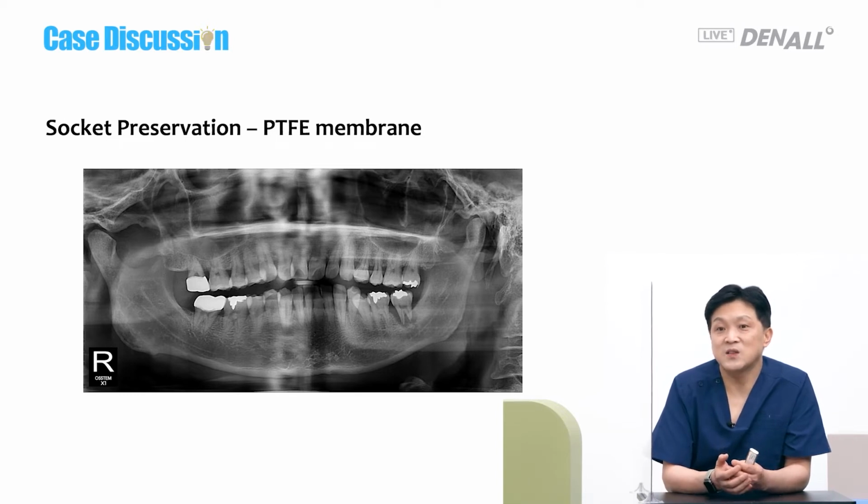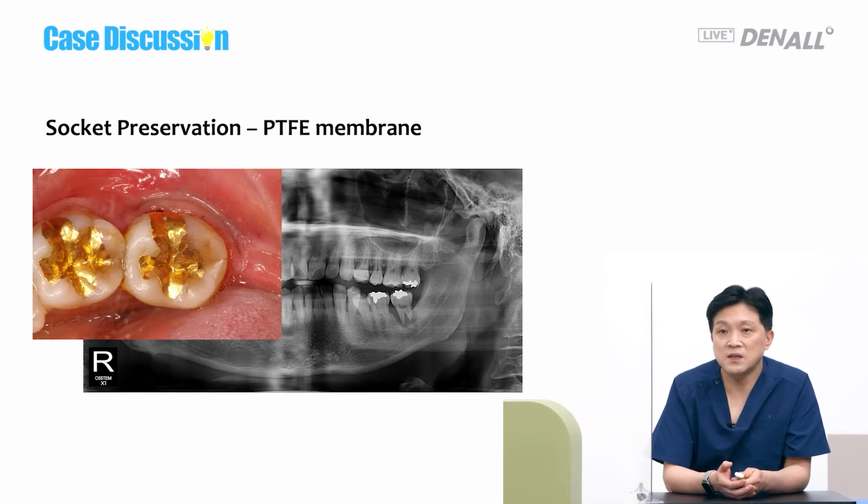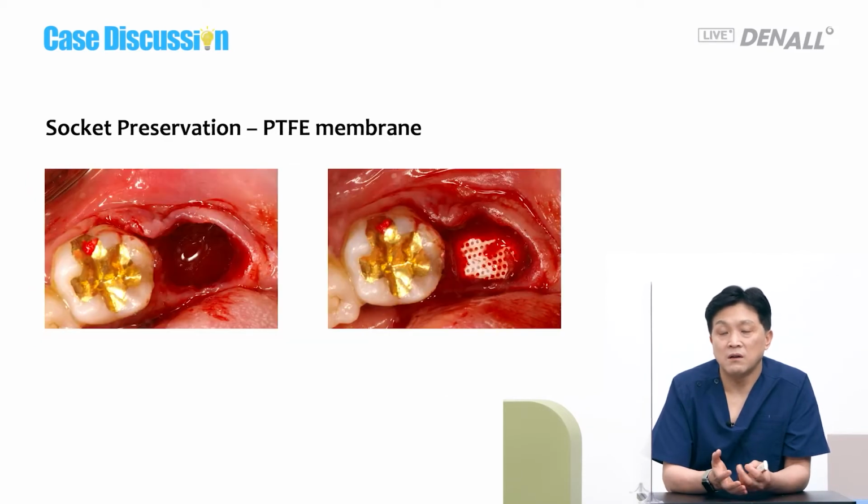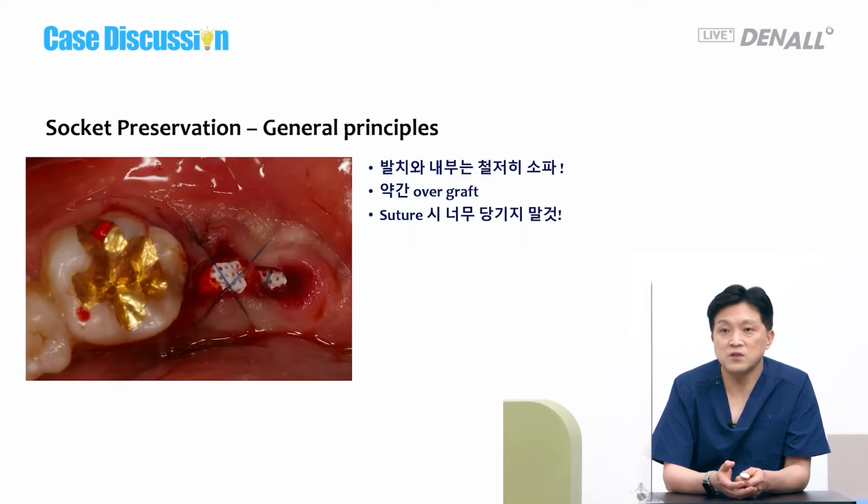I have a similar case. Number 37 was quite mobile and the alveolar bone was resorbed. Thus, it was extracted and the granulation tissue was thoroughly removed. I used a porcine bone, and the site was covered with PTFE membrane and sutured.